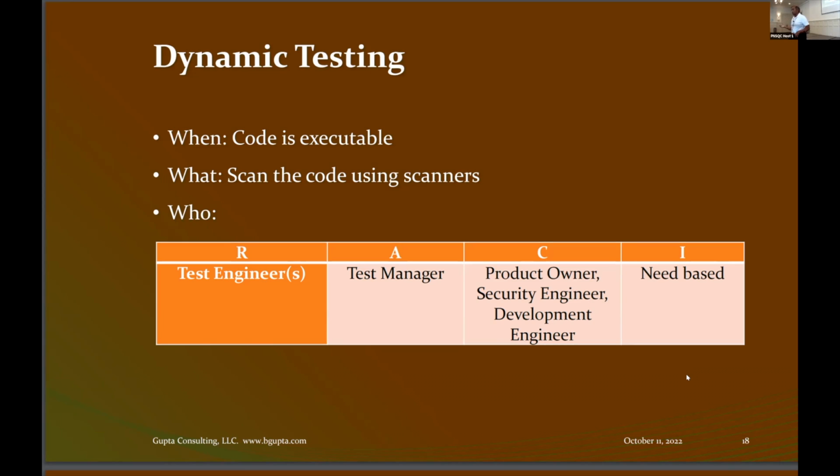So we are all software quality people. There's no perfect piece of software anywhere. But you make sure that you know what the risk is and you can take that risk. For that, the test engineer would be the responsible person, and then the test manager would be accountable. The product owner, security engineer, and development engineer would all guide. They will be consulting, and then it's on a need basis.